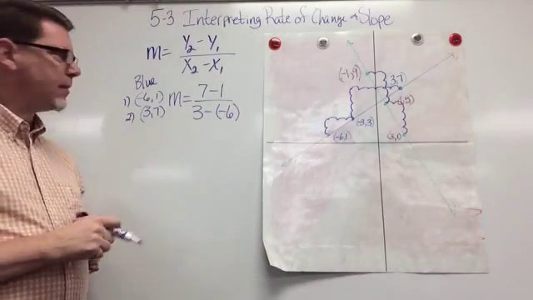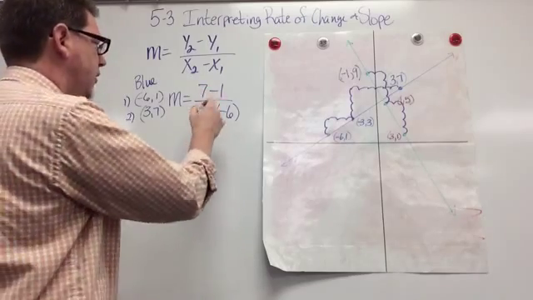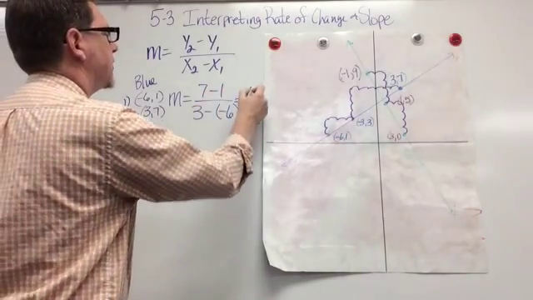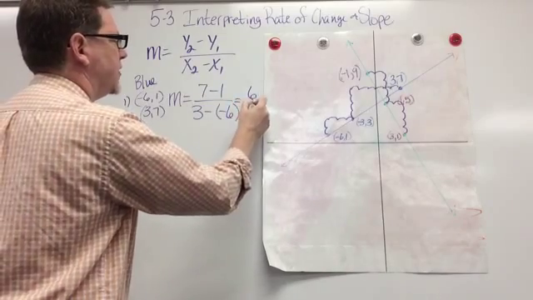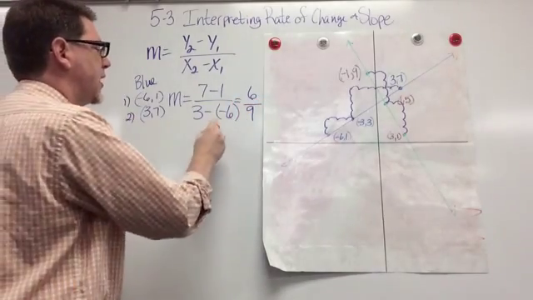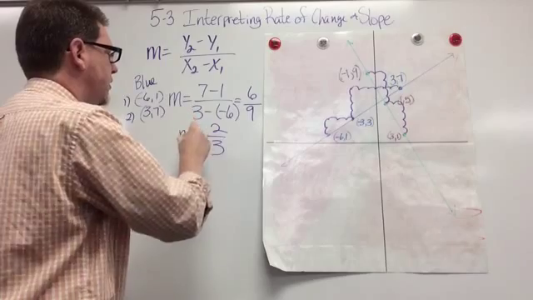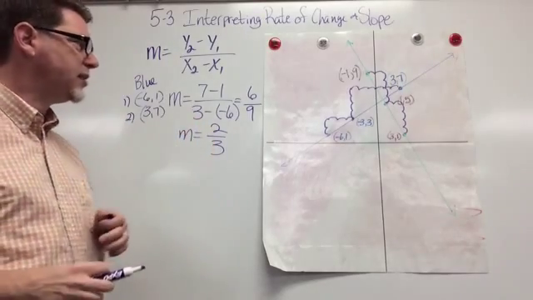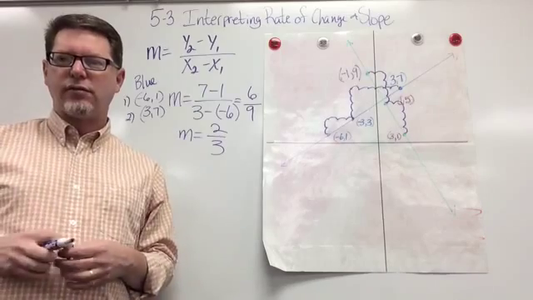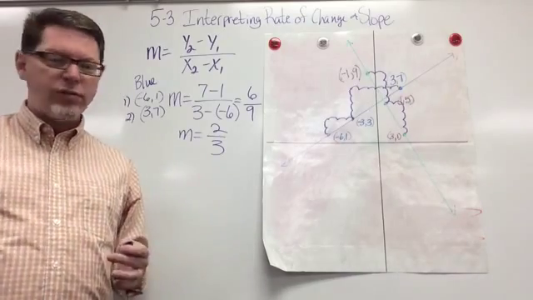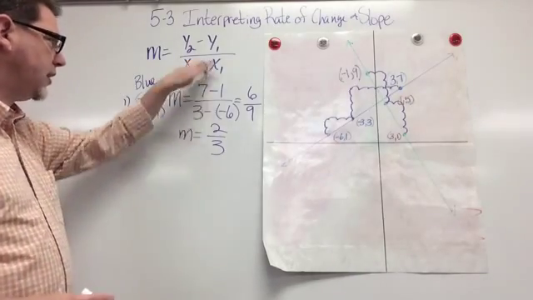Okay? So now I have to keep going. 7 minus 1 is 6, and 3 minus negative 6 is positive 9, and 6 over 9 simplifies to 2/3, so the slope of that blue line is 2/3, which is exactly what we got when we chose rise over run. So I can choose any 2 points, plug them in, and there we go.